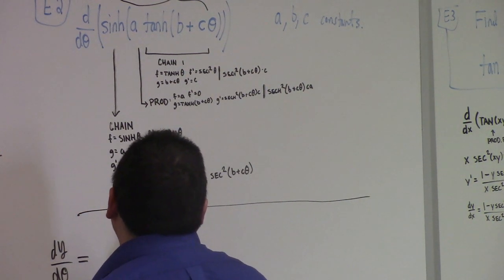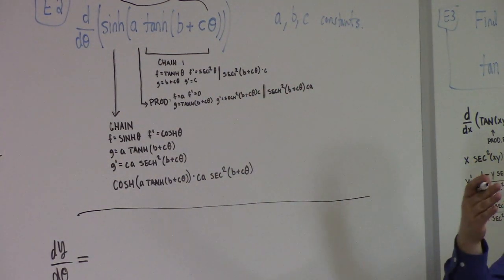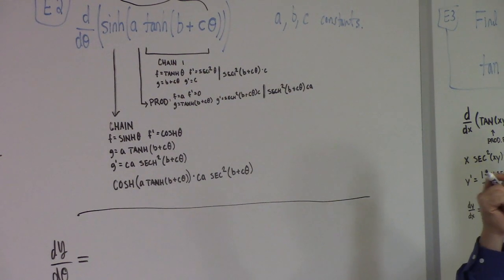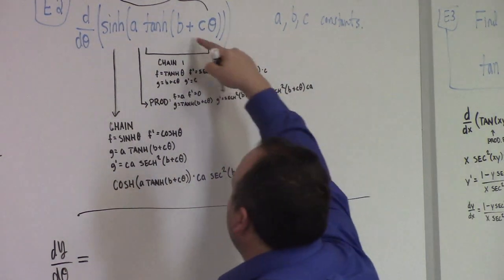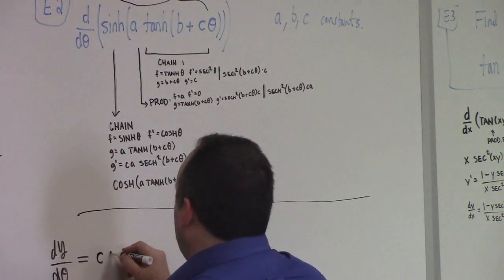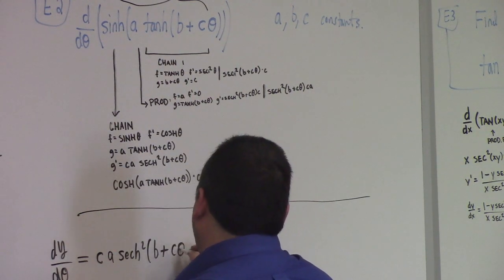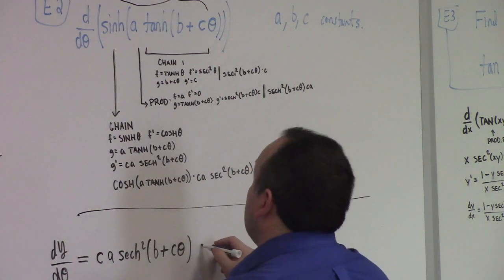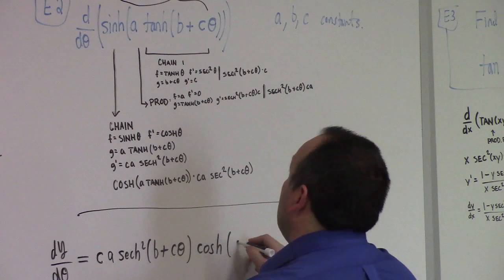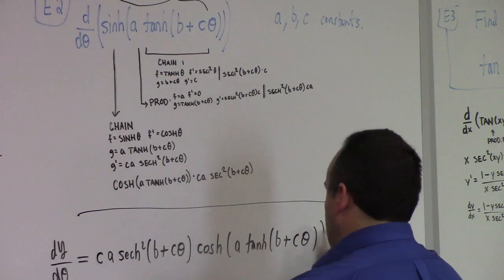Sometimes when I'm differentiating something that's got like an onion, it actually makes a nicer answer if you do the most inner derivative first, and then times the derivative of the next thing. We never write the rule that way, but in terms of practice, the most inner derivative is c. And then the derivative of the next thing would be hyperbolic secant squared of b plus c theta. And then finally cosh of a tanh of b plus c theta. That, I think, would be the answer here.